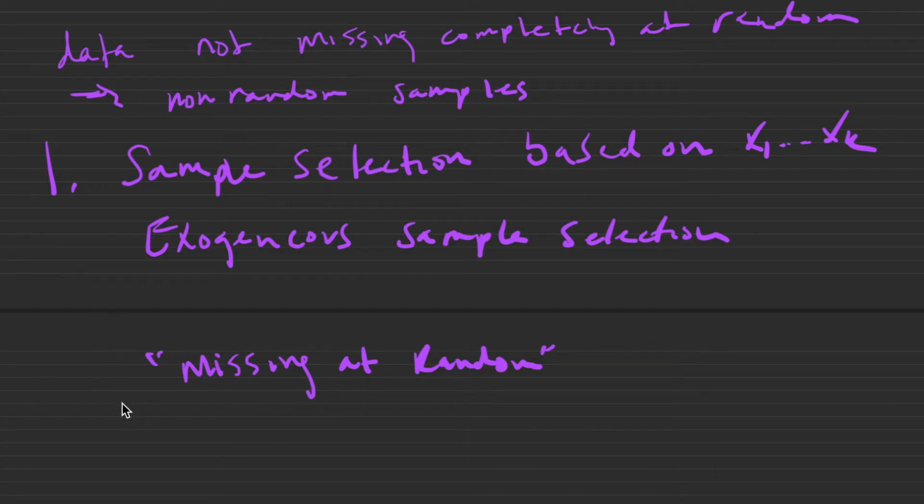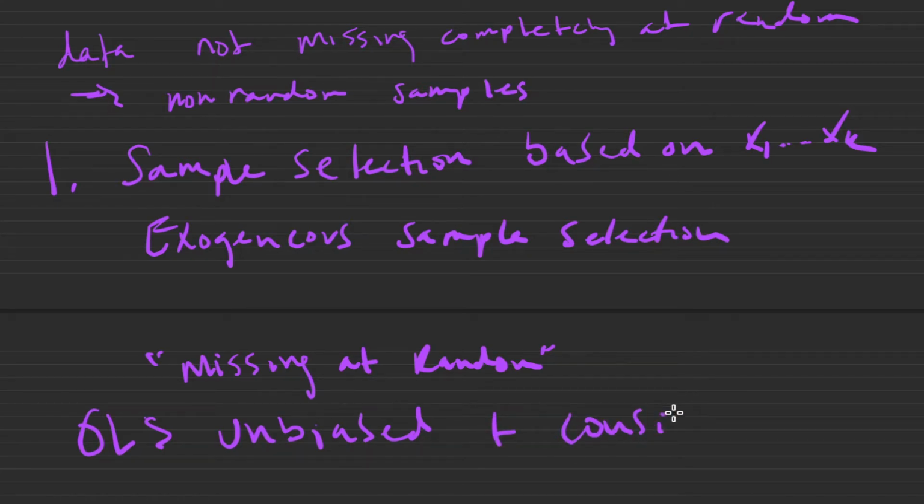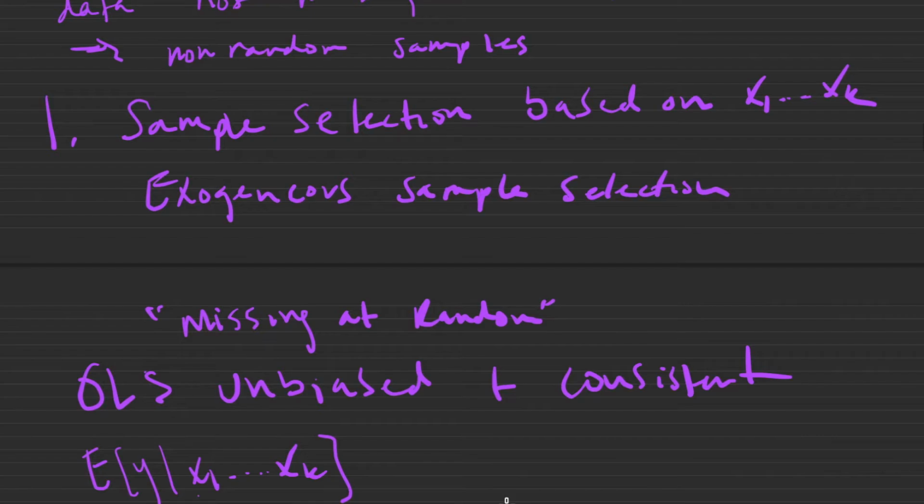We'll see that OLS is still unbiased and consistent. Why is OLS unbiased and consistent? Well, the conditional expectation, the expected value of y given x1 through xk, is the same for any subset of the population, so we get unbiased and consistent estimates for the missing at random case for exogenous sample selection.